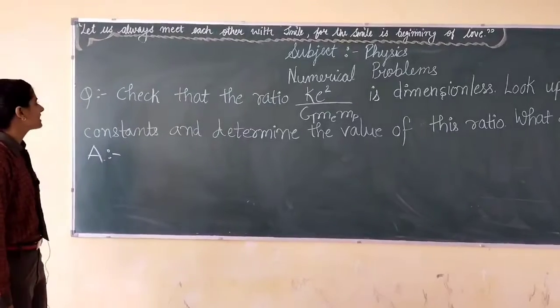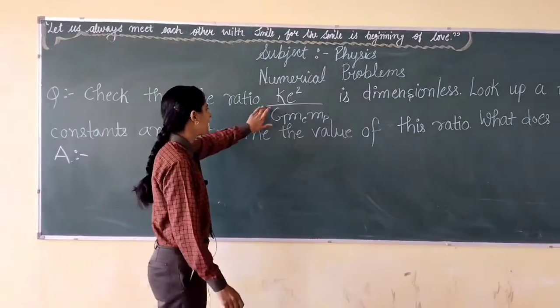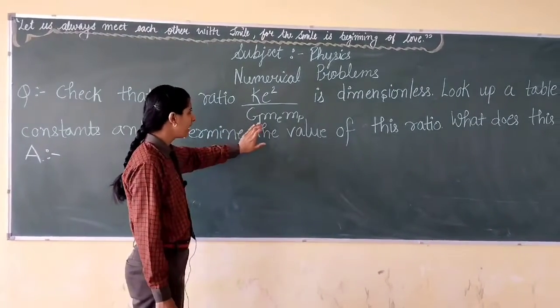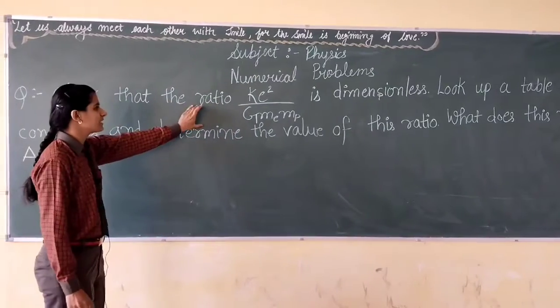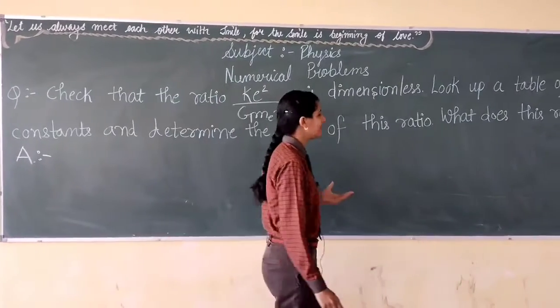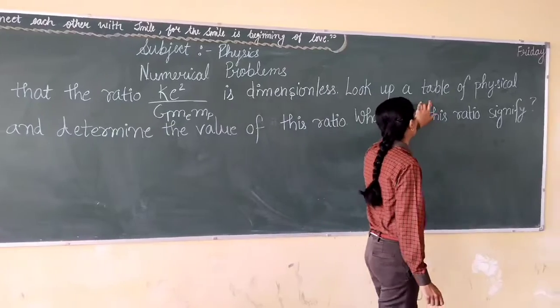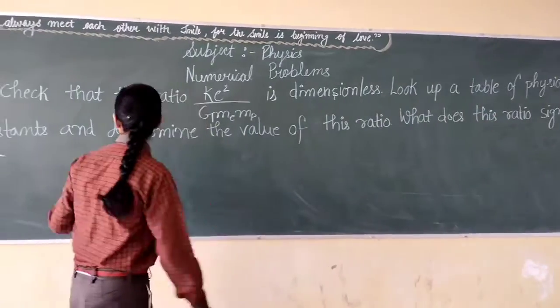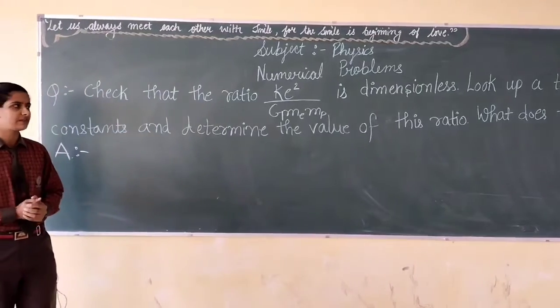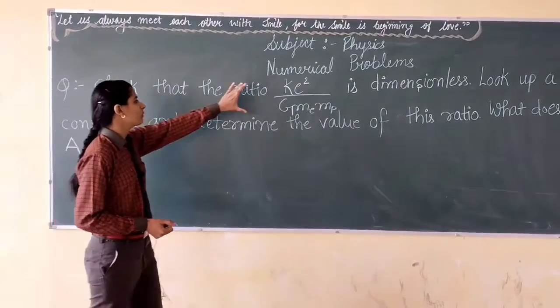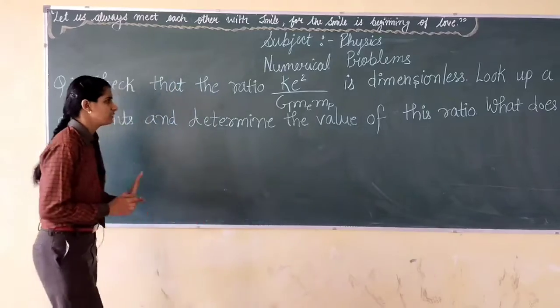The question says: check that the ratio k square divided by G ME MP is dimensionless. We are to prove that the ratio is dimensionless, and further it says to look up a table of physical constants and determine the value of this ratio, and what does this ratio signify? First of all, we are to prove that this ratio is dimensionless.